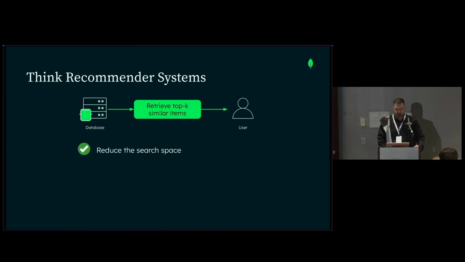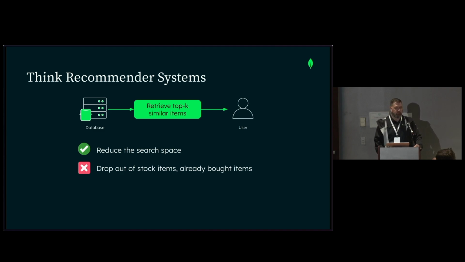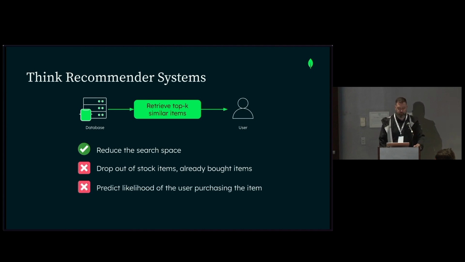But let's see what would happen if we did this with a recommendation system that is meant to make product recommendations to a user. So it would reduce the search space, but how about dropping out-of-stock items or items that users have already purchased? A standard recommendation system wouldn't be able to do that. Or predict how likely the user is to purchase the item that you're recommending. The recommendation system alone wouldn't be able to do that. Or how about ordering or sorting the items in a logical way? Again, that system wouldn't do it on its own. You'd have to bolt on extra functions to do these things.